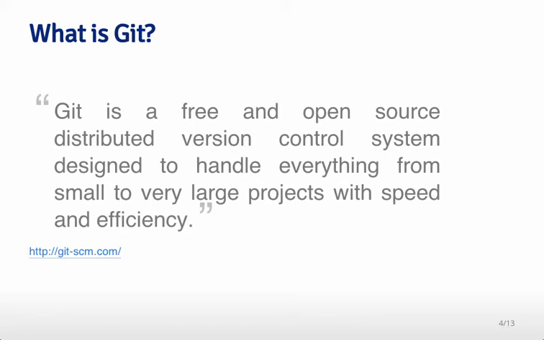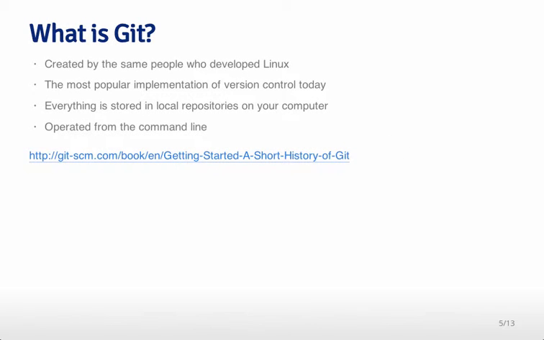So Git is a free and open source version control system. It's distributed, so it can handle everything from small to very large projects with speed and efficiency. It's one of the most commonly used version control systems right now. It's created by the same people who developed Linux. It's definitely the most popular version control today compared to all the other version control systems like SVN.